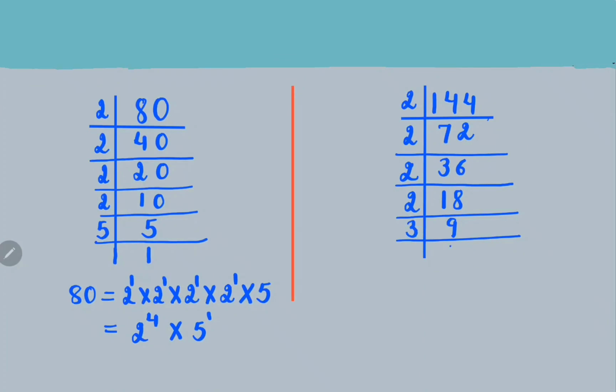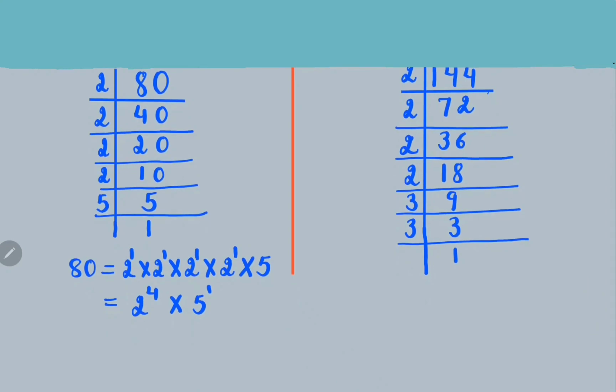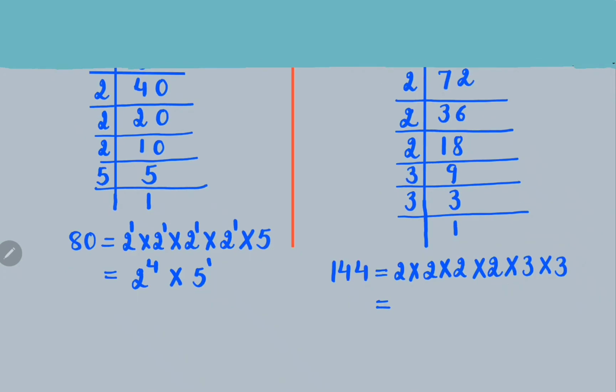Now 3 times 3 is 9. Now 3 times 1 is 3. So prime factors of 144 are: 144 is equal to 2 into 2 is 4, times 1, 2, 3, 4, 2 into 2 into 2 into 2. And 3 is 2 times, 3 into 3.